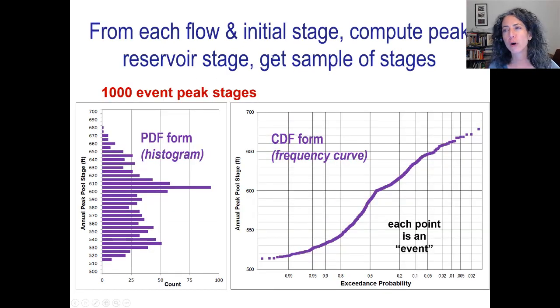Now for each of those flows, I also sampled an initial reservoir starting pool, and then from each I can compute the peak reservoir stage for my reservoir simulation. So here is my sample of 1,000 peak pool stages that results. Right, here they are in the histogram form, and on the right we have them sorted and plotted against plotting positions in the frequency curve form. Right, so this output is what I'm looking for, which is the frequency curve for the annual peak pool stage resulting from my Monte Carlo simulation.